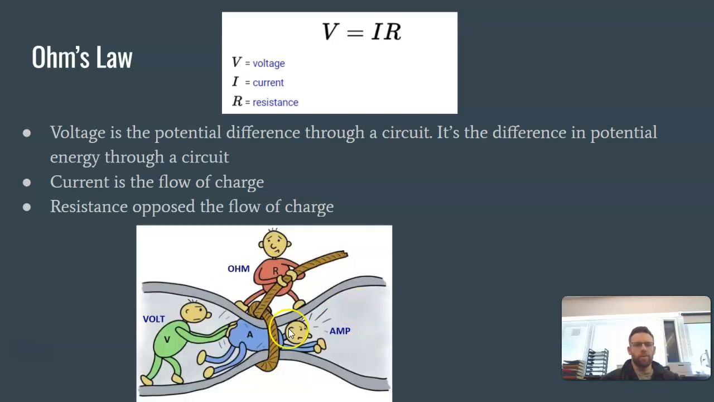And this is a little cartoon that I really like that helps me understand these things. Voltage is the push, and it's trying to push these things through the circuit. And so we have this person who's like amps or amperes. That's what current is measured in. And then you have ohms. Ohms is causing the resistance to this flow. All right, so volts, ohms, and amps. Those are the measurements that we use for voltage, resistance, and current.